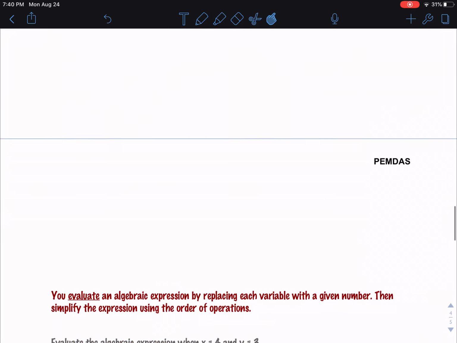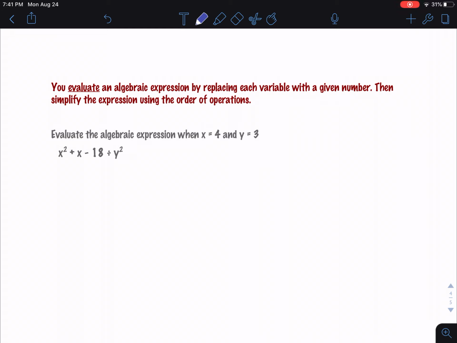All of the examples that we just previously did were numerical expressions, meaning that they only had numbers within the expression. We can also simplify algebraic expressions, which means that there are variables included in the expression, by replacing the variable with a given number. Then we simplify the expression using order of operations, just as we have done above.